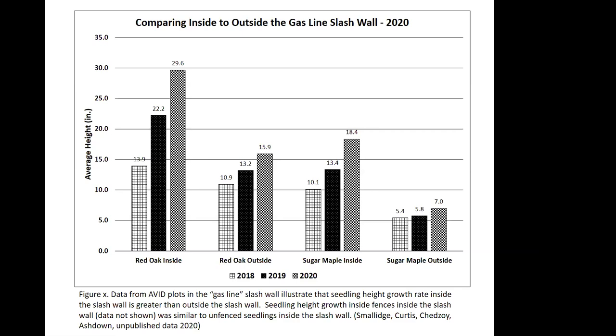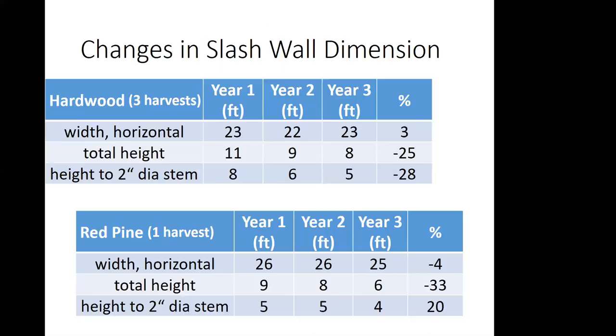We also have these trials augmented by fenced plots inside and outside so that we can truly document that there are no deer inside and that there are deer outside. We also wanted to know about changes in the dimensions of the wall. In those initial harvests, we had 3 hardwood harvests and 1 red pine harvest. You can see the width, horizontal width, total height at the top, and height to a 2-inch diameter stem. What you can see is that there's essentially no change in width, which you wouldn't expect. We had specified the hardwood walls to be 10 feet wide. They ended up being about 20 feet wide just to get enough of a base.